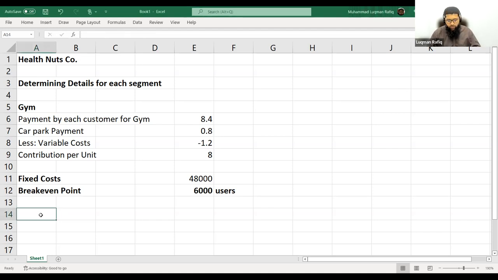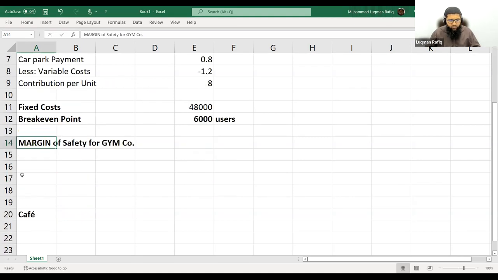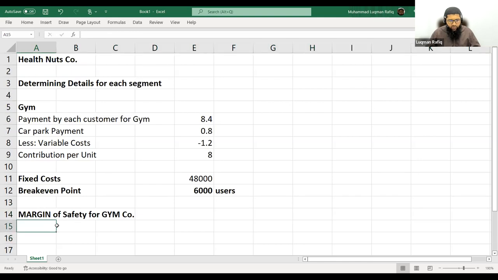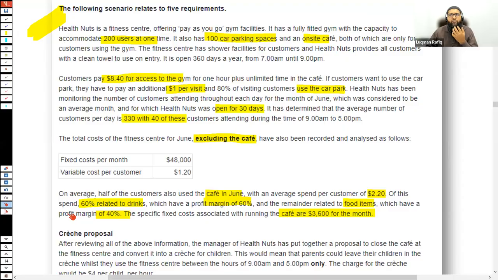Now let's talk about the margin of safety for the gym company. How do we go about calculating the margin of safety? What is margin of safety? Margin of safety is the actual customers minus the break-even customers.